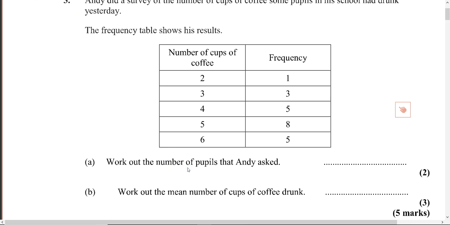Work out the number of pupils asked. 22. How did you get it? Add up the frequency. So we've got 22 students. Work out the mean number of coffee cups drunk. How do you do it?